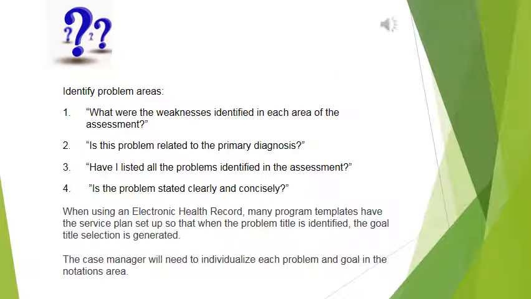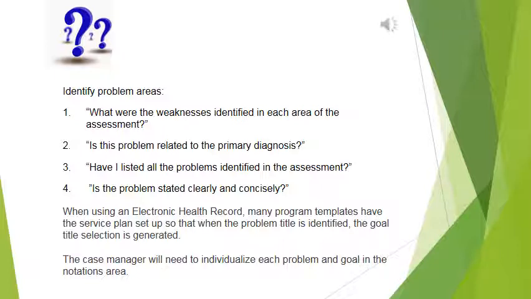If you think you have all the problems listed, you might want to review the assessment and ask yourself these questions as you review each section of the assessment. What were the weaknesses identified in this area of the assessment? Is this a problem related to the primary diagnosis? And have I listed all the problems identified in the assessment? Is the problem clearly stated, and is it concise? Is it in the client's words?